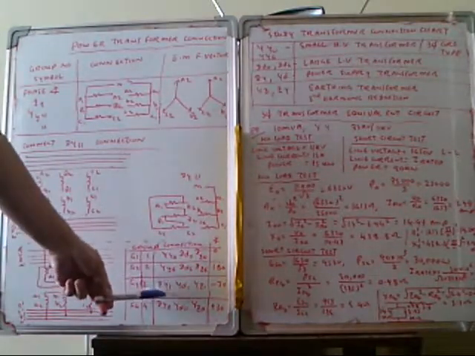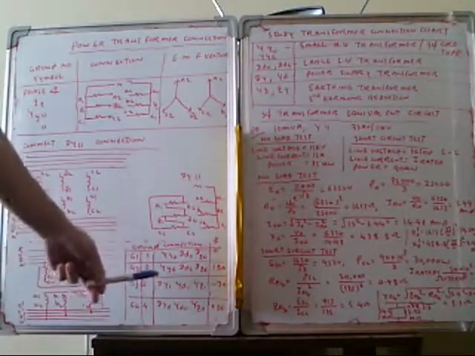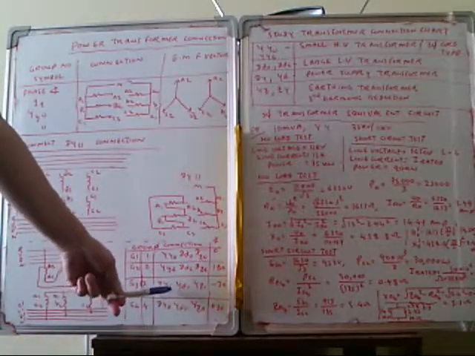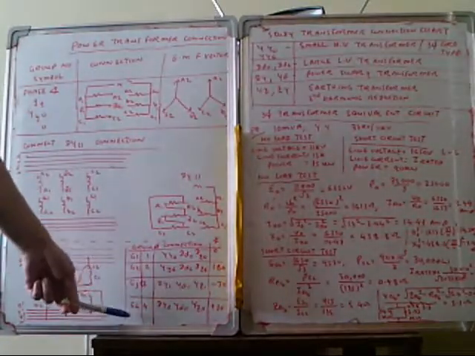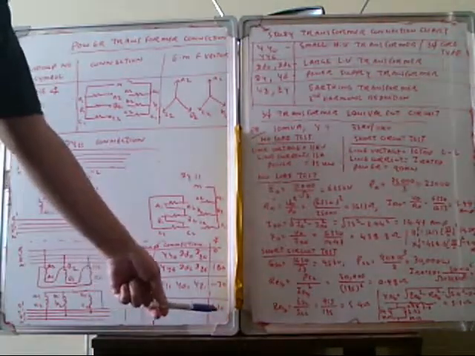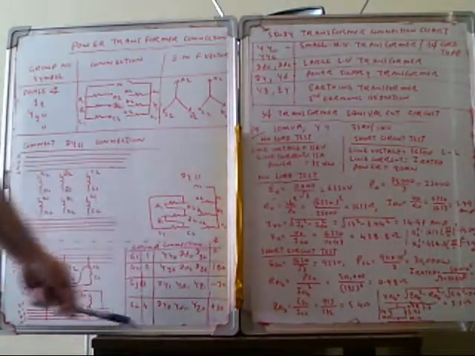Group 3 is DY1, YD1, and YZ1. Primary delta, secondary star. This is for the 1 o'clock position. In this case, the phase difference is minus 30 degrees. Group 4 is DY11, YD11, and YZ11. The phase difference is plus 30 degrees. So those are the kinds of transformer connections.